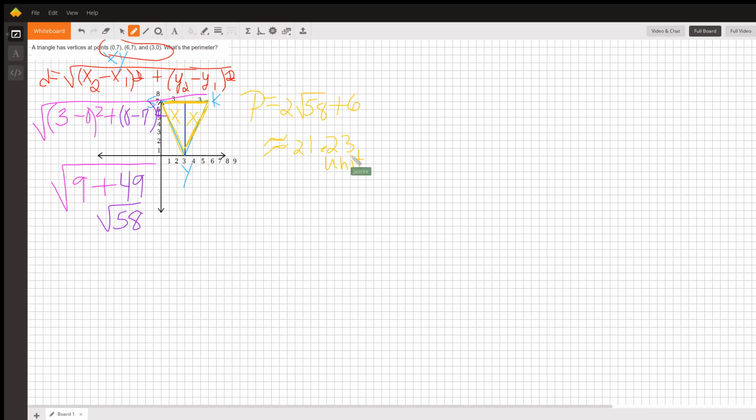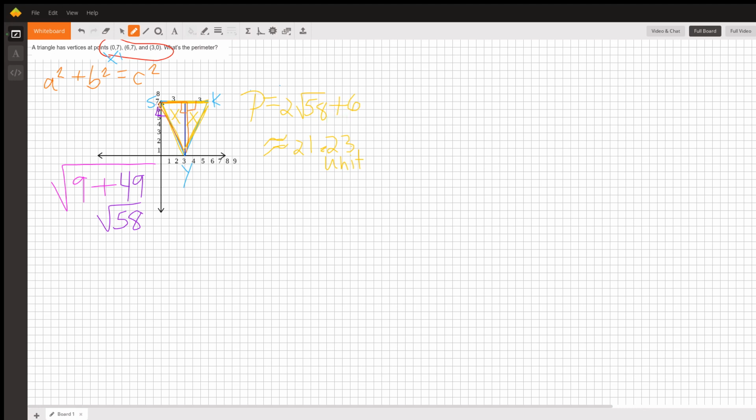Okay. Now, the other way that you could look at this problem very quickly is by using the Pythagorean theorem. So I'm going to erase the distance formula up top. Remember, the Pythagorean theorem is a squared plus b squared equals c squared. And again, we can break this larger triangle in half, and we then have two right triangles.